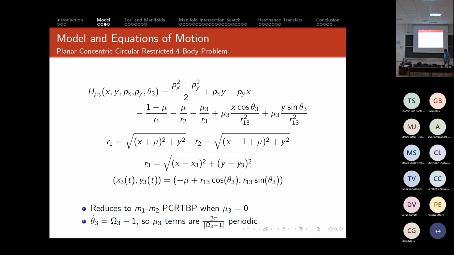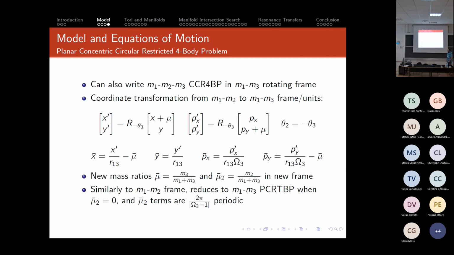So now the key thing here is that when you take mu3, the third mass, equal to 0, this just reduces to the M1, M2 planar circular restricted three-body problem. And indeed, the equations of motion are time periodic, as given below. Now, you can also make a coordinate transformation, as given here. R is just the rotation matrix by the angle in the subscript.